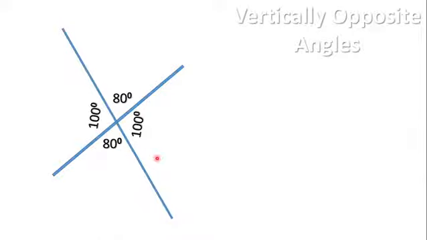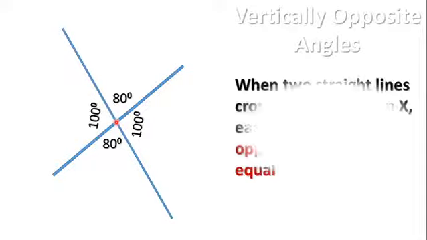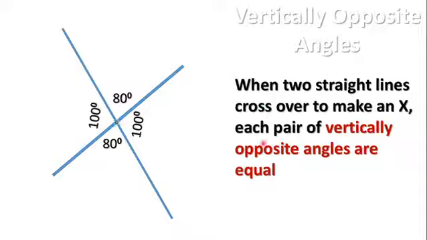Did you notice something? You'd realize that the angles that are vertically opposite each other are equal. And that is it. When two straight lines cross over to make an X, each pair of vertically opposite angles are equal. This is really very important. Anytime two straight lines make a cross to form an X, the two vertically opposite angles are equal. So if this was 100, then this would be 100, and if the other one was 100, then the other would be 100 as well.